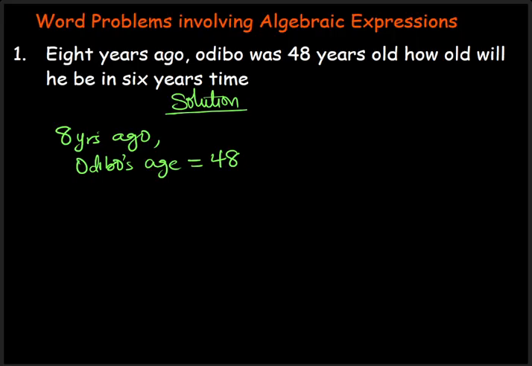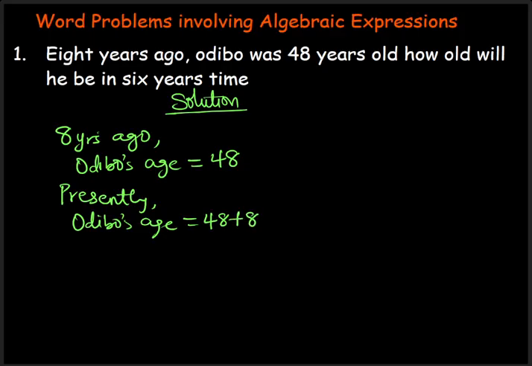So let's look at it this way. 8 years ago, for example, someone was 48 years old. So I think that person's present age will be 48 plus the 8. So presently, Odibo's age is equal to 48 plus 8.